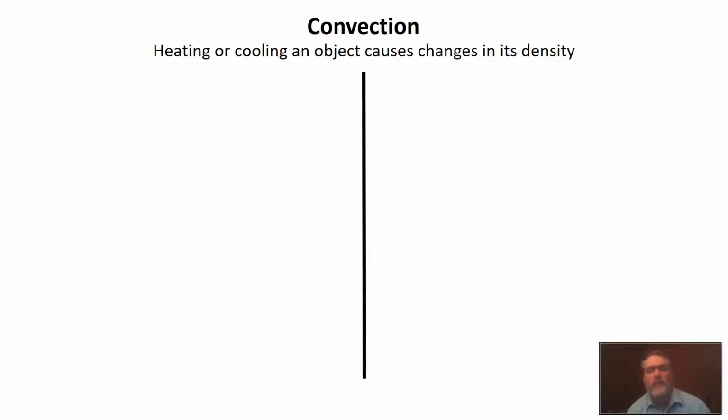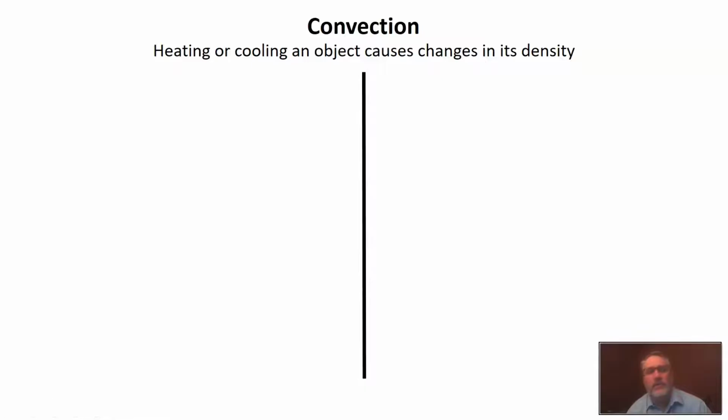So, to begin with, before we get to convection, we need to make sure that we're all on the same page with two different ideas. One of those ideas is density, and the other is thermal expansion and contraction. So let's take a look. Here's the statement that we're starting with. Heating or cooling an object causes changes in its density.